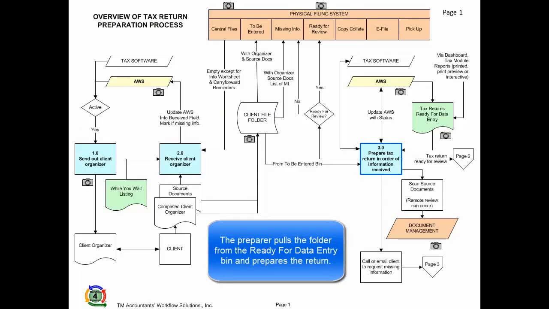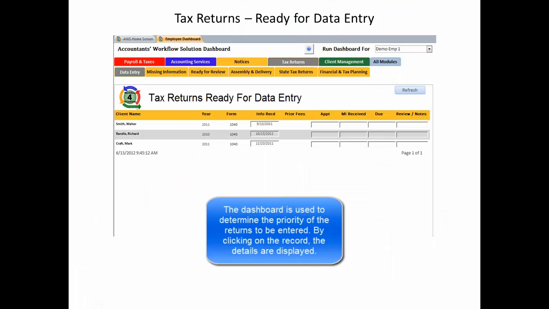If a client's return is not missing information, the preparer will pick a return from the Ready for Data Entry dashboard and then pull it from the Ready for Data Entry bin. They can then prepare the return. The dashboard is used to determine the priority of returns to be entered. The dashboard is interactive. This means by clicking on a record, the details will be displayed.